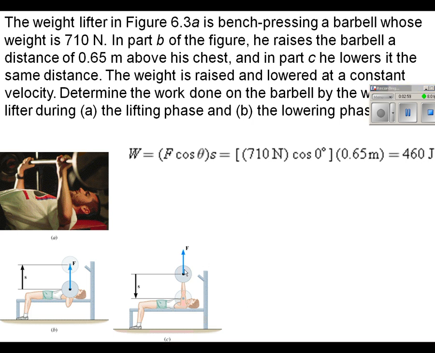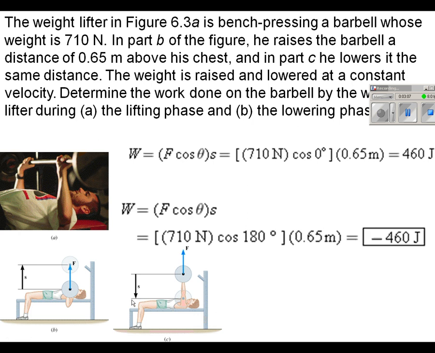The next one, you'll notice the force vector and the displacement vector. This is when the barbell is coming back down. The displacement from where you start to where you end is in that direction, so we use 180 degrees, not 0 degrees. The cosine of 180 degrees is negative 1. And you'll see here that the work then would be negative 460 joules.